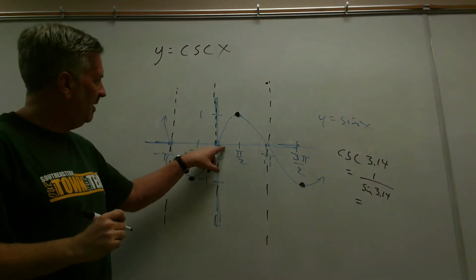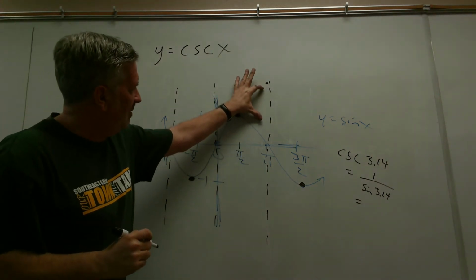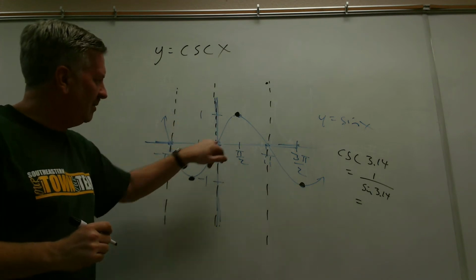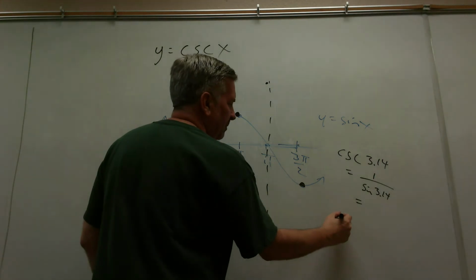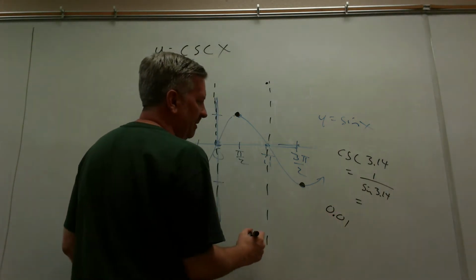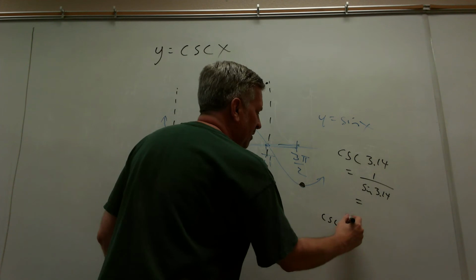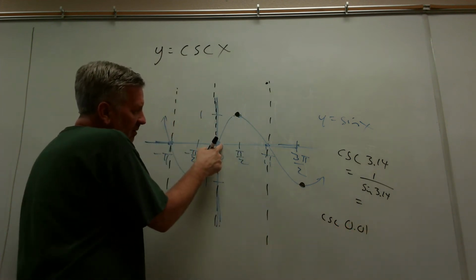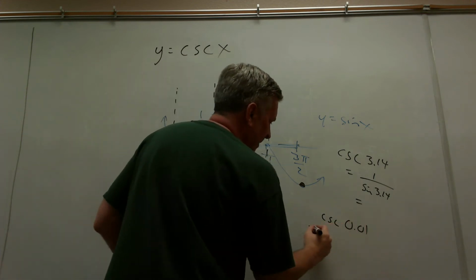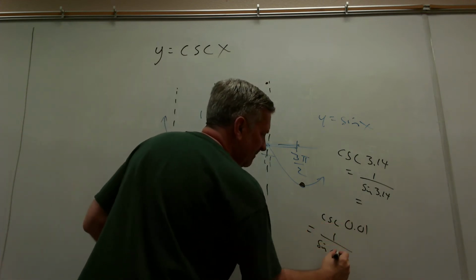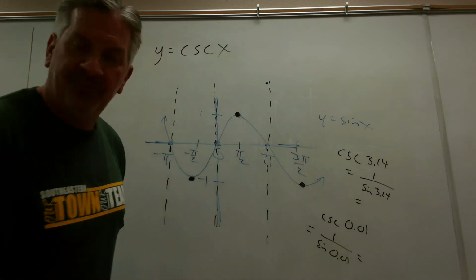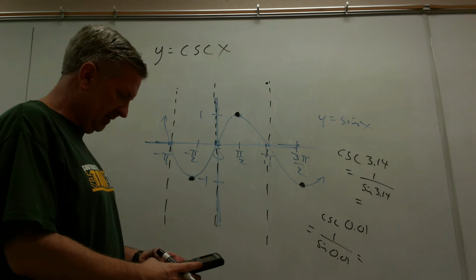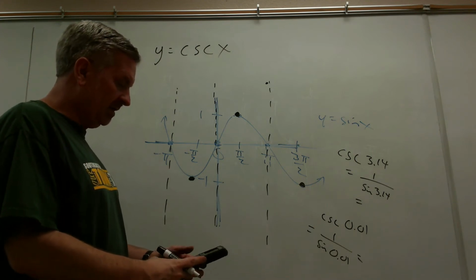Well, what if I pick a number here? So I know what's going on near pi. What's happening near 0? If I pick a number just a little bit bigger than 0, say 0.01, let's take the cosecant of 0.01. So I'm picking a value just to the right of 0. What's the cosecant of that going to be? Well, that's 1 over sine of 0.01. And if we type that in again, make sure you're in radian mode, 1 over sine of 0.01 is 100 point something.